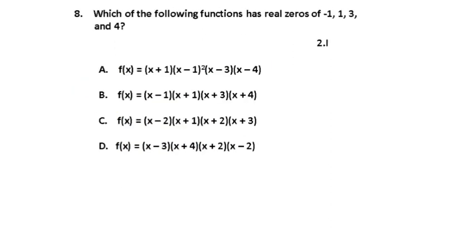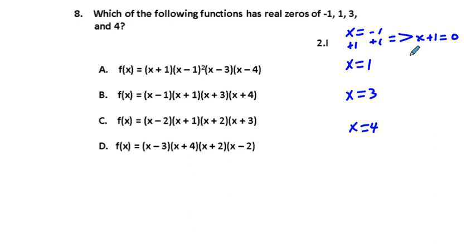Number 7. Which of the following functions has real zeros of -1, 1, 3, and 4? Well, to get our factors, we put x is equal to -1, x is equal to 1, x is equal to 3, and x is equal to 4. If we get 0 on the right side by adding 1, we're going to get x plus 1 equals 0. Likewise, for this one here, x equals 1, subtract 1, we get x minus 1 equals 0.